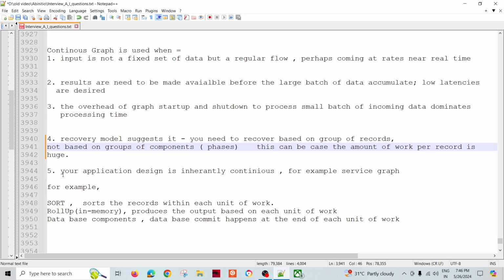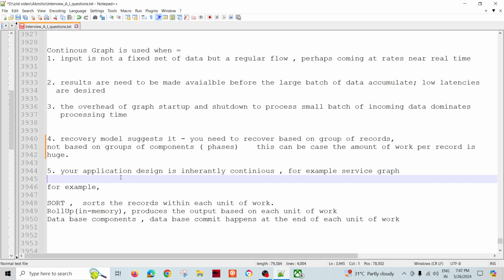Okay. So the fifth requirement could be that your application design is inherently continuous. For example, a service graph. If we have a service graph, the client cannot wait for the response. It should not be like we have placed the request now and we will get the response tomorrow. That's not going to happen in a service graph, right? So the request is sent, and the client is waiting for the response in real time, right? If that kind of situation is there, we should go with the continuous graph.